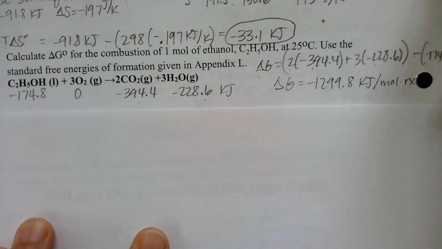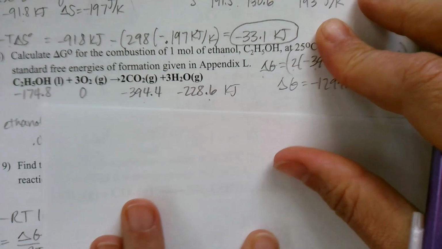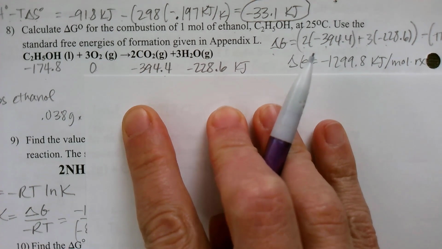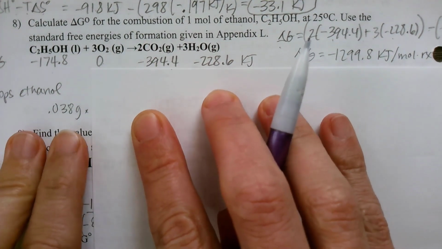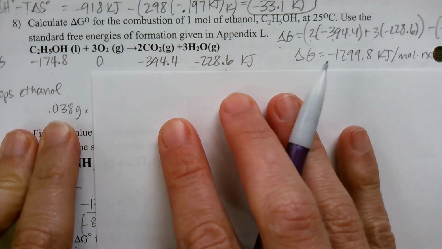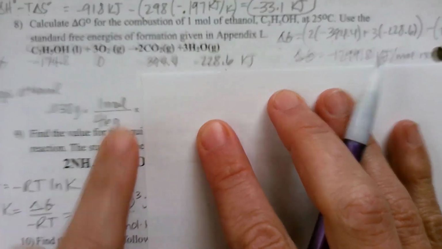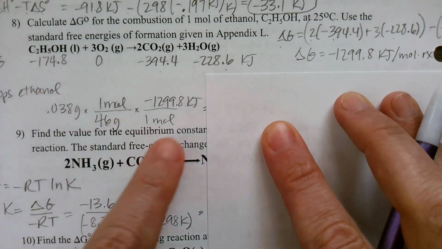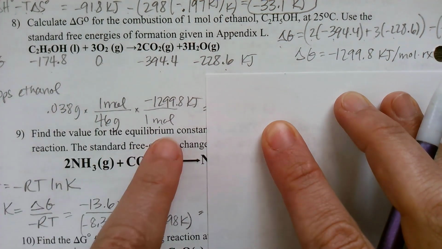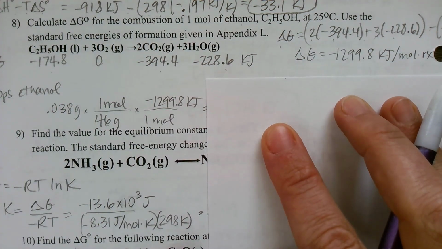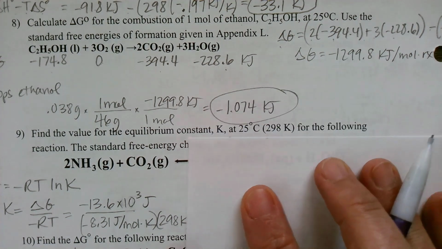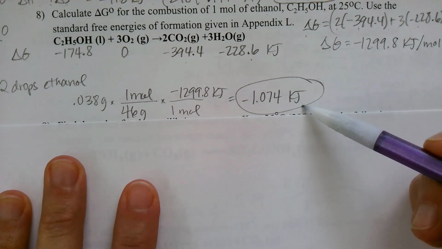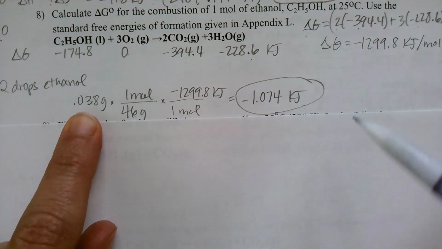Now what if I only wanted to combust 2 drops of ethanol, which was 0.038 grams? To work through that, if I know how many grams of ethanol I have, I can go from grams to moles of ethanol, and then I can say 1 mole of ethanol in this reaction produced negative 1,299.8 kilojoules. So I can find the delta G for the combustion if I only had a small amount of ethanol.